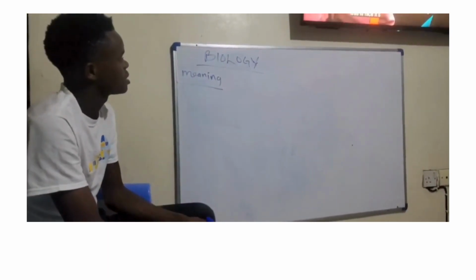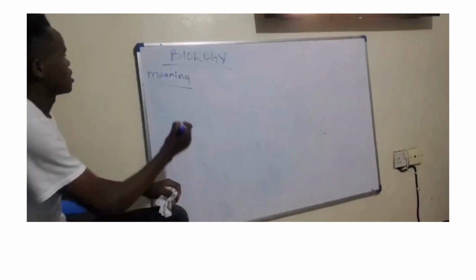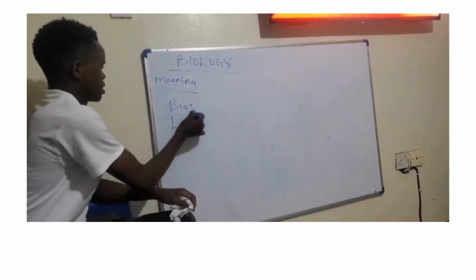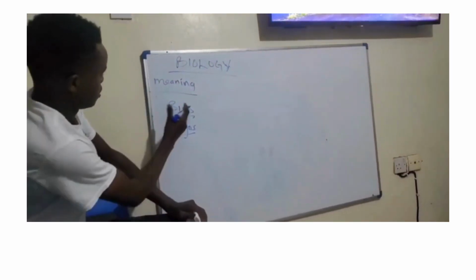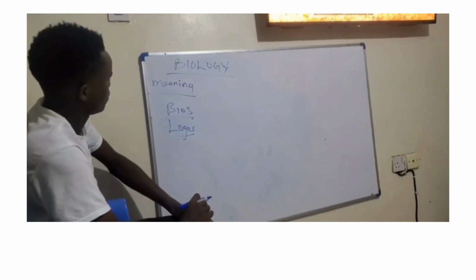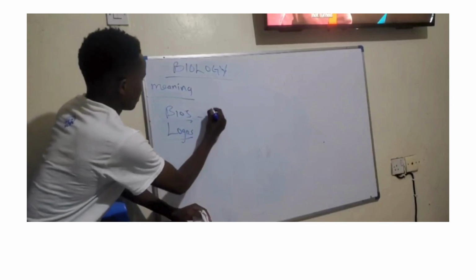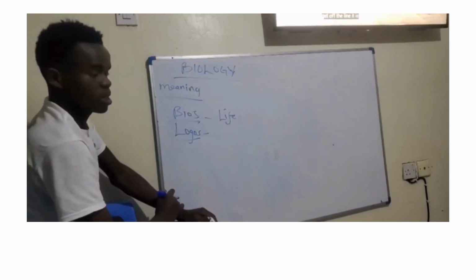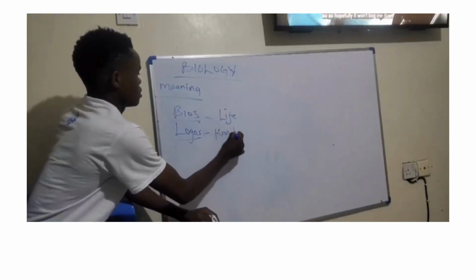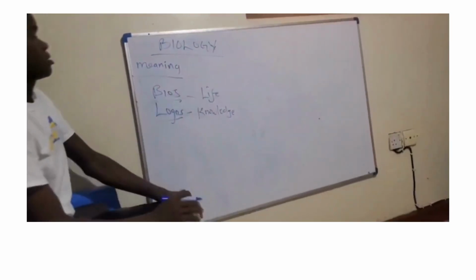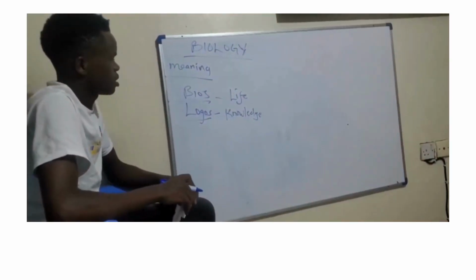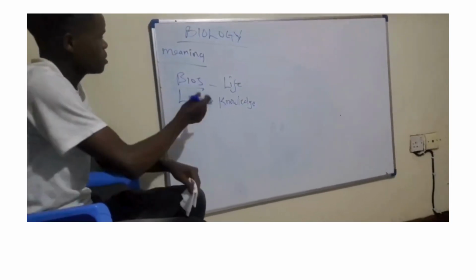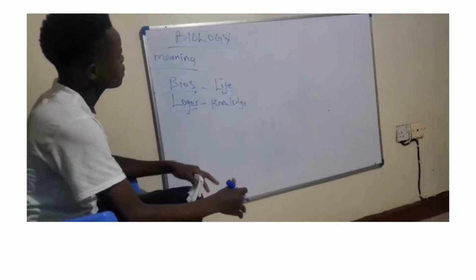Now, biology is derived from two Greek words, bios and logos. The two words are the origin of the word biology. Bios is a Greek word meaning life, whereas logos is also a Greek word meaning knowledge. So once you know this, your life is going to be smooth as long as you study biology. Just know what we are dealing with. If you sum them up, it's just the knowledge of life.